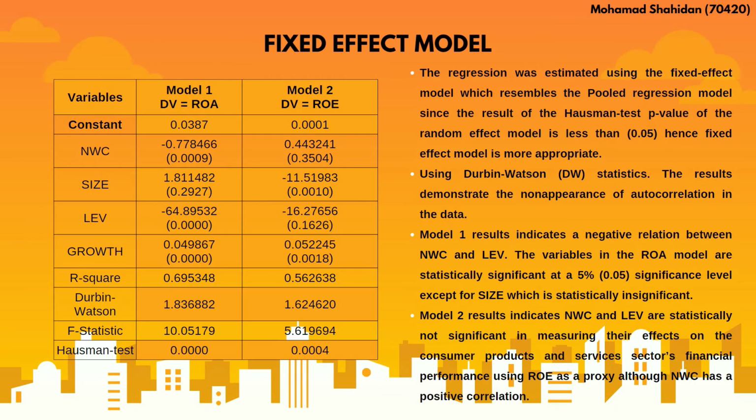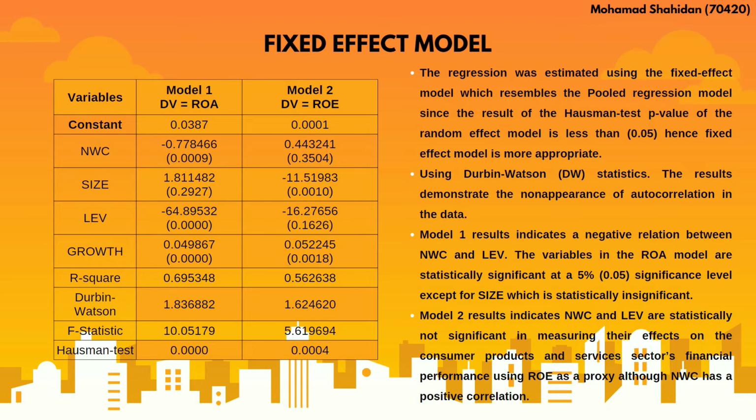I will present the result of the fixed effect model. The regression was estimated using the fixed effect model, which resembled the pooled regression model, since the result of the Hausman test p-value of the random effect model is less than 0.05. Hence, the fixed effect model is more appropriate. Using Durbin-Watson statistics, the result demonstrates the absence of autocorrelation in the data.